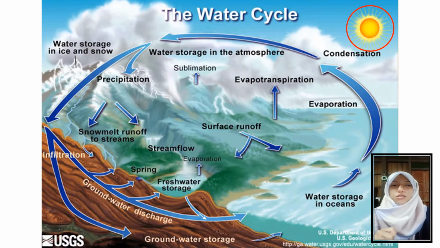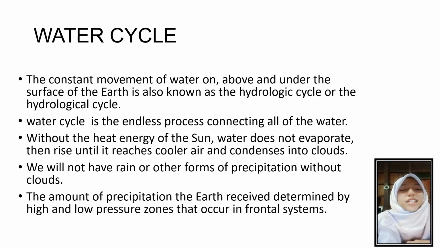Today I would like to present about the water cycle. What is the water cycle? The water cycle is the constant movement of water on, above and under the surface of the earth. It is also known as the hydrologic cycle or hydrological cycle. The water cycle is an endless process connecting all of the water.